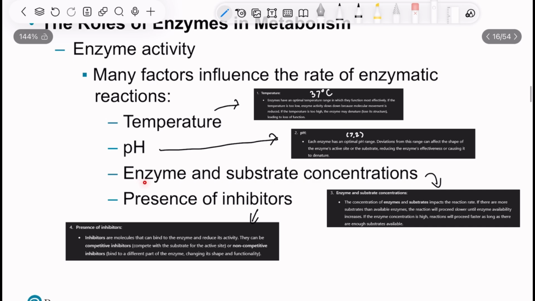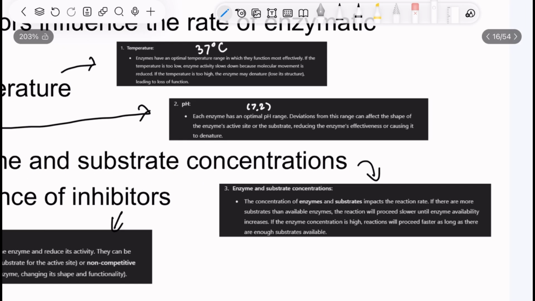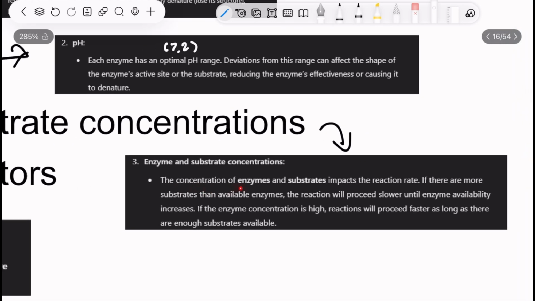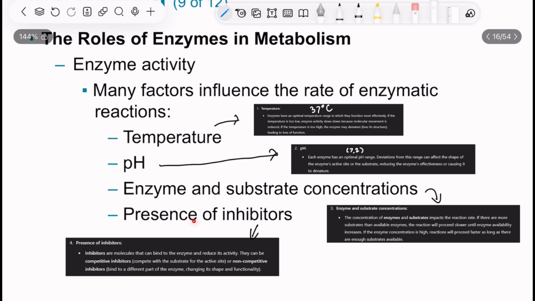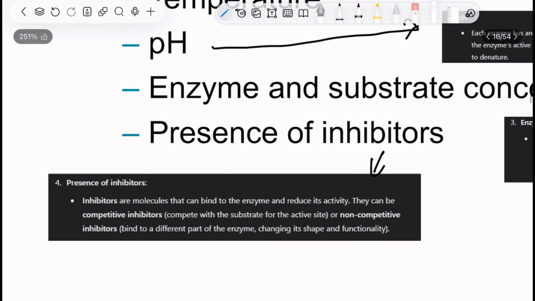We then also have the enzyme and substrate concentration. The concentration of enzyme and substrates impact the reaction rate. If there are more substrates than available enzymes, the reaction will proceed slower until enzyme availability increases. If the enzyme concentration is high, the reaction will proceed faster as long as there are enough substrates available. And finally, we have the presence of inhibitors. Inhibitors are molecules that bind to enzymes and reduce their activity. They can be competitive inhibitors or non-competitive inhibitors.